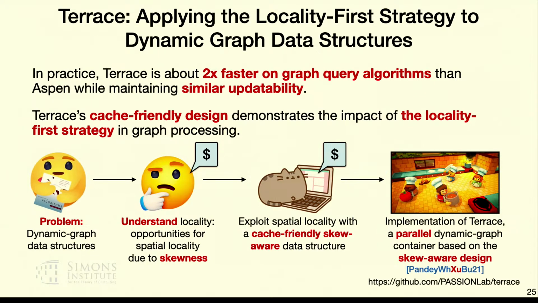So the results that I was showing at the very beginning show that Terrace is about twice as fast on algorithms compared to Aspen with similar updatability. And the cool thing about these results is that the main driver is this locality-first method for engineering practical algorithms that enhance your spatial locality in this case, but in general, all kinds of locality in other cases. And in the end, notice that I didn't really talk about the parallelism at all, but all of these systems do happen to be parallel because they wouldn't be really competitive with each other otherwise. And the code is at this GitHub.